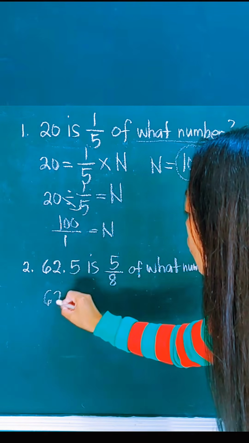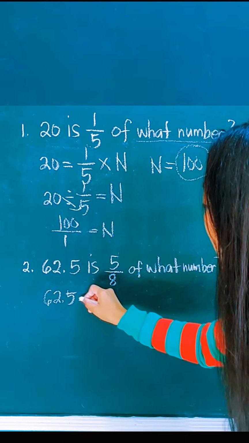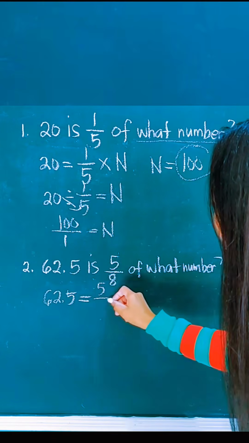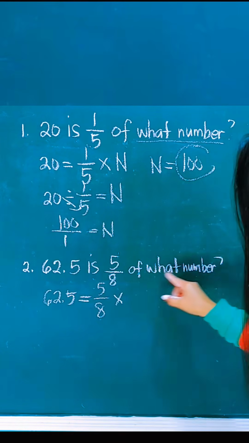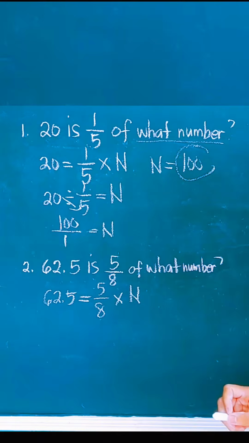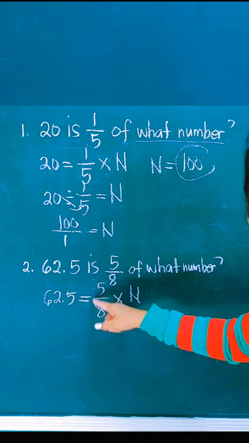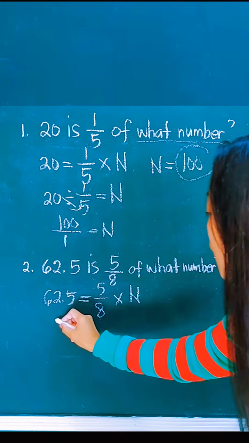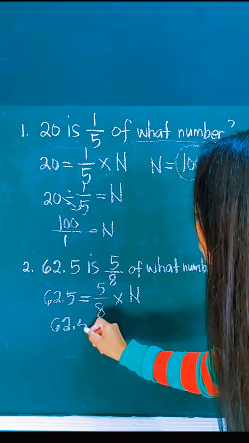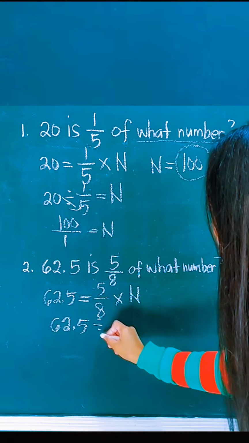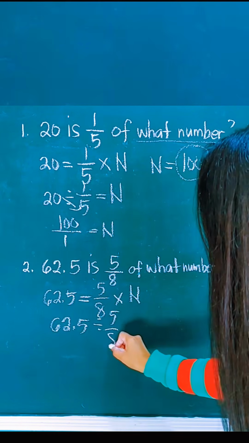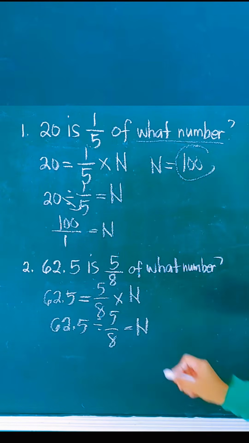Okay, so 62.5 is equal to 5 over 8, okay, times this missing number. So, i-transpose natin ang 5 over 8 sa side na ito. So, 62.5, okay, divided by 5 over 8 is equal to n.